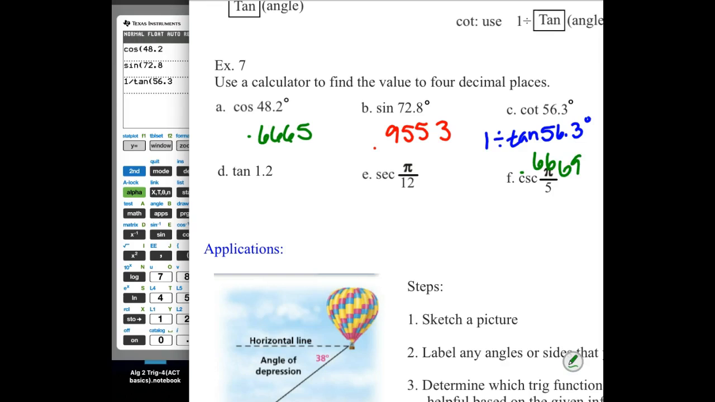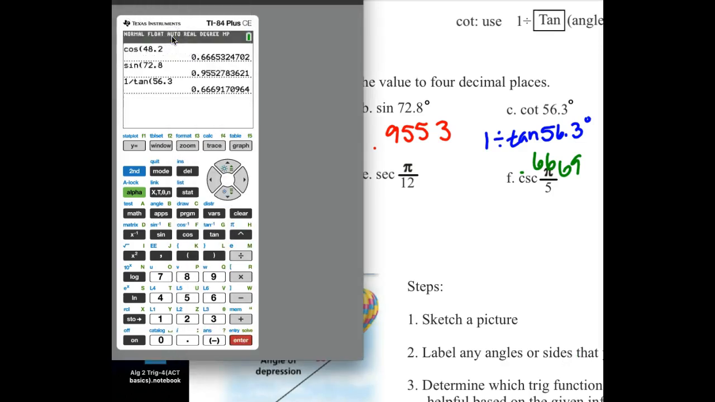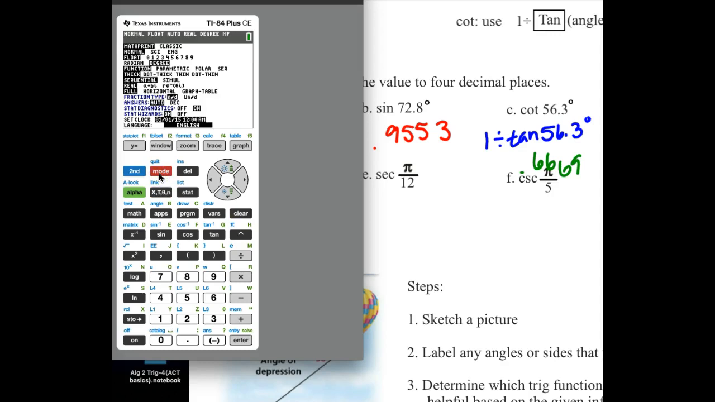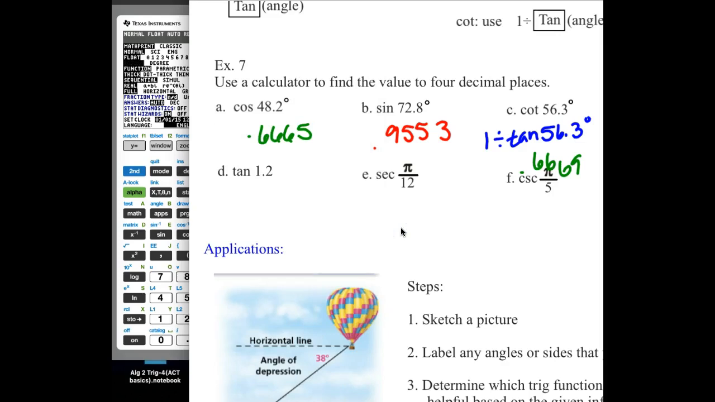Okay. Looking at the next 3, what do you notice? They're not in degrees, right? There's no little degree symbol. So go back to your mode and change it to radians. All right. We've got radian mode. All right, go ahead. I'm going to pause the recording. You guys go ahead and fill out those 3.